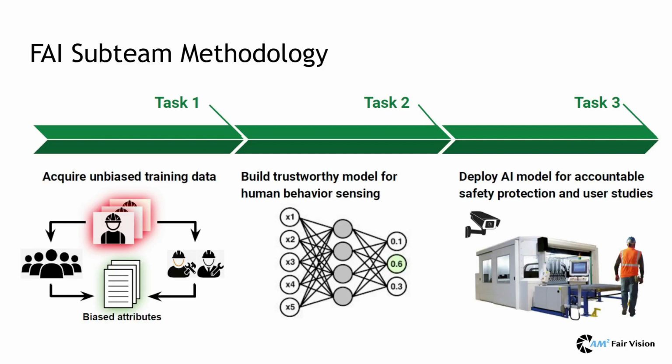The FAI subteam plans to first acquire unbiased training data in the form of real videos of persons operating factory equipment in a safe manner. Employing this unbiased training data, a neural network model will be constructed to actively detect in real time if a worker utilizing a machine is not following the most safe practices. This model will be deployed in real factory settings and its effectiveness will be analyzed.